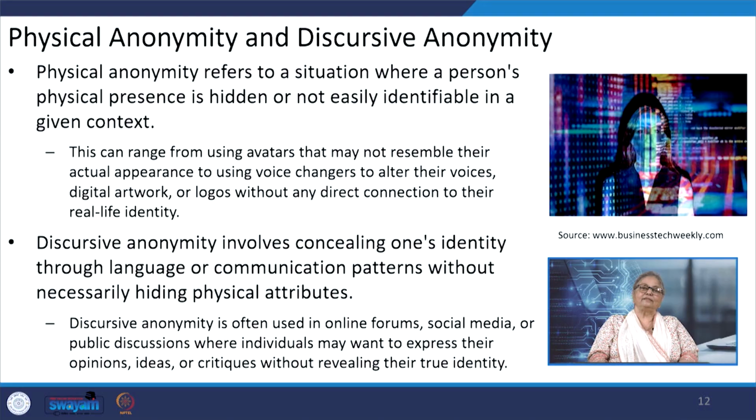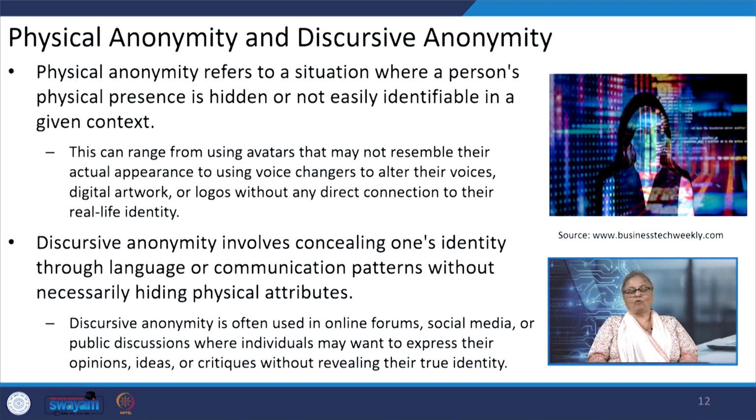Let us also look at the difference between physical anonymity and discursive anonymity. Physical anonymity refers to a situation where a person's physical presence is hidden or not easily identifiable in a given context. This can range from using avatars that may not resemble their actual appearance to using voice changers to alter their voices, digital artwork, or logos without any direct connection to their real life identity.